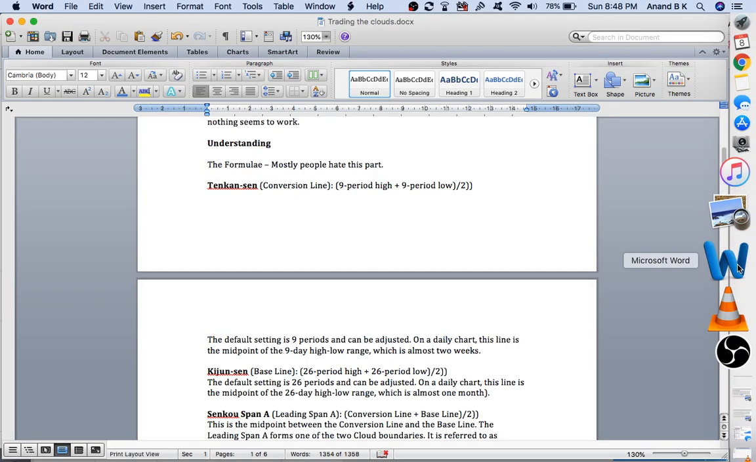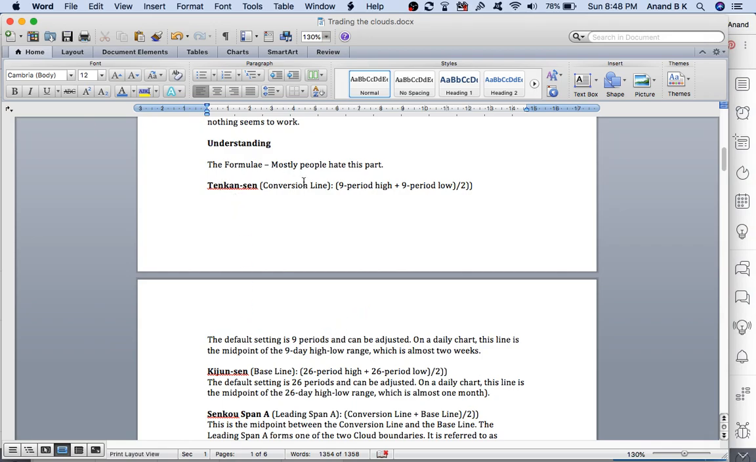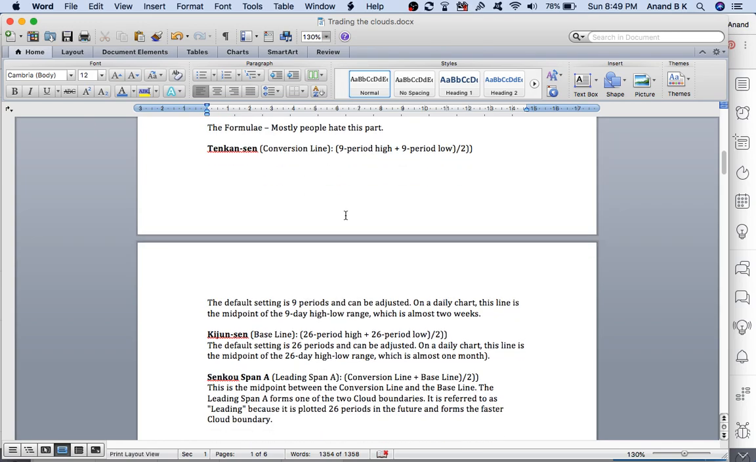Let's quickly look at the formulas in terms of how it works. The conversion line is a 9 period high and 9 period low divided by 2. When I say period, this is purely based on the timeline we have. If you are using a 5-minute chart, it would look at the last 9 candles, and similarly if you are looking at a 15-minute, 1 hour, or 1 day chart, it would look at the last 9 candles. That's why this is called a 9 period line. So the conversion line is nothing but the 9 period high and low divided by 2. This is technically the midpoint, which is interesting because it is not similar to an average, but it is the midpoint of the high and low. It takes out the center value.